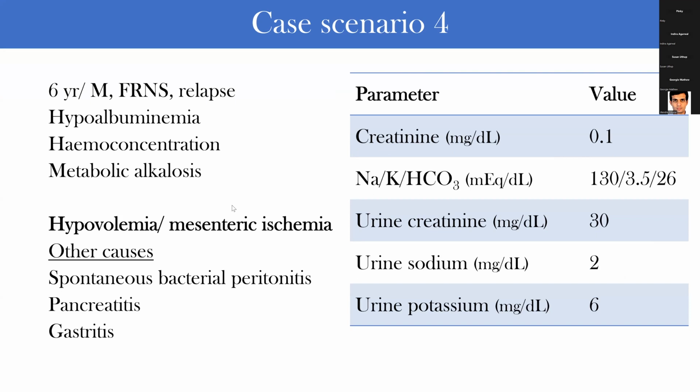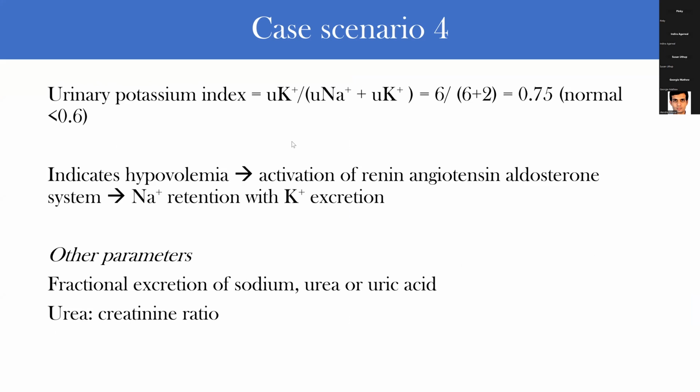Also, please think about other causes of abdominal pain in this patient, which are mentioned here. So how do we establish intravascular dehydration? So some parameters, like Dr. Sudarshan has mentioned, are fractional excretion of sodium, fractional excretion of urea. Another important index I want to put to your attention is the urinary potassium index.